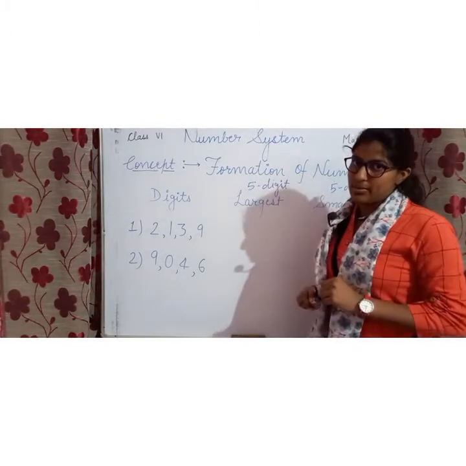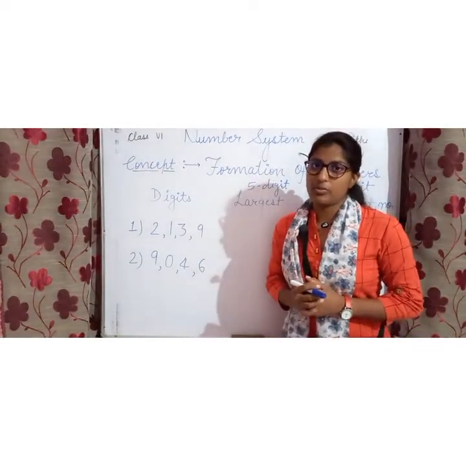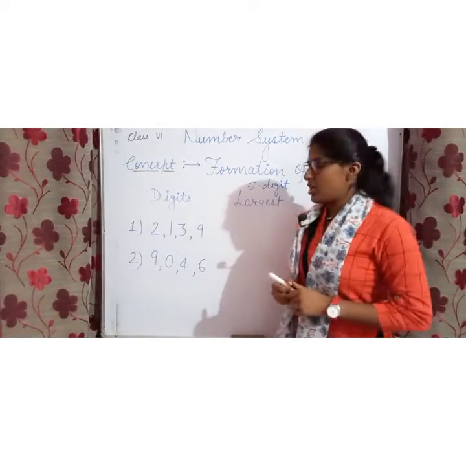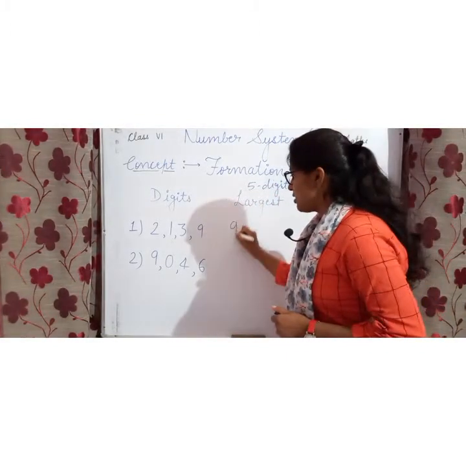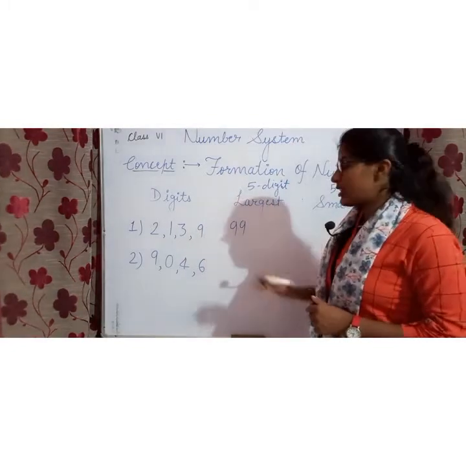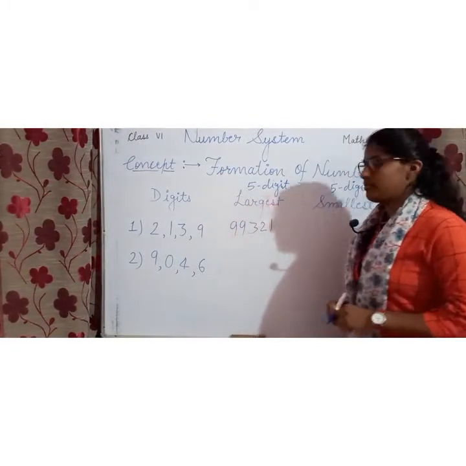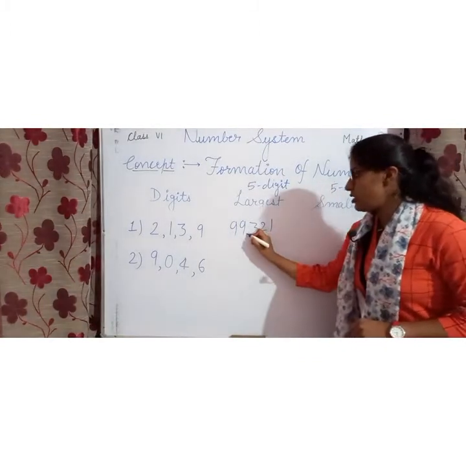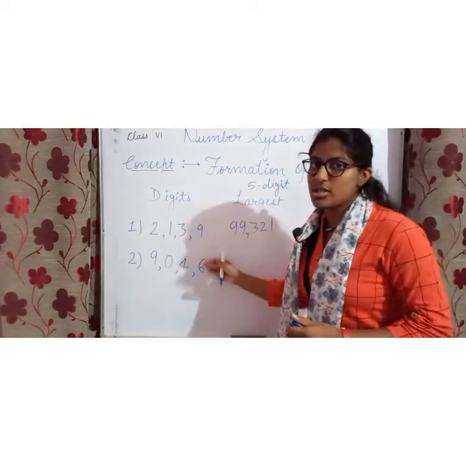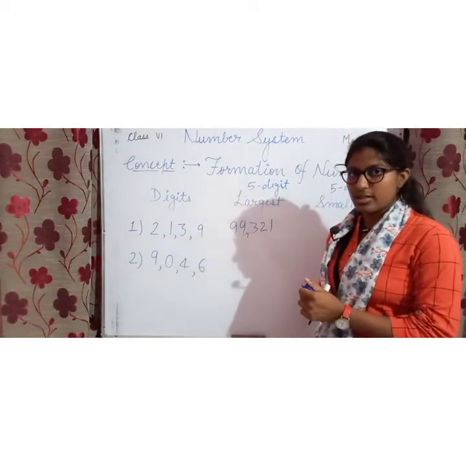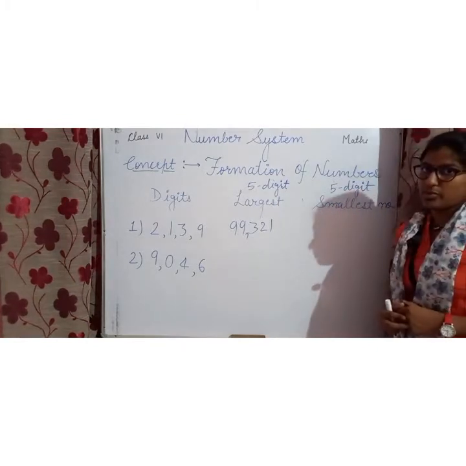So at this time, we are repeating the largest digit. Now when you form the largest number, you repeat the largest digit. Just 9, you write twice. Then you write the remaining digits 2, 3, 2, 1. Clear? So 99,321 is the largest number by using these 4 digits. Clear? Now you want the 5 digit smallest number.